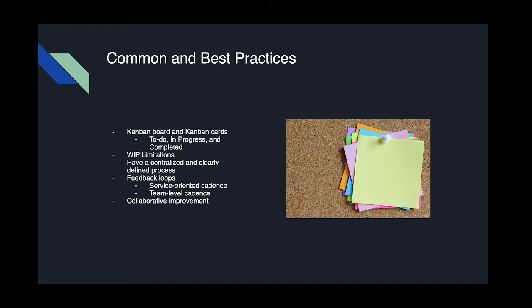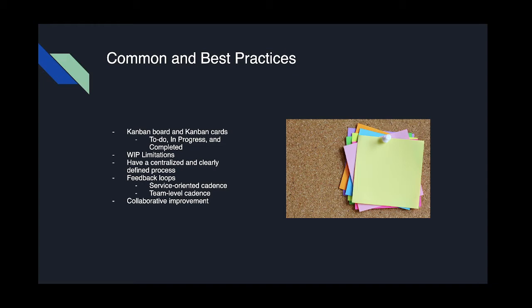So some of the common and best practices of Kanban, the main one is the Kanban board and Kanban cards. The Kanban board consists of 3 columns usually of to-do, in progress, and completed, which the developers will move the Kanban cards into the respective category so they can visualize all the work that's being done at any given time. Another one is work in progress limitations. This ensures that the amount of things being worked on at once never gets unmanageable, and that the developers are using a pull system rather than a push system.